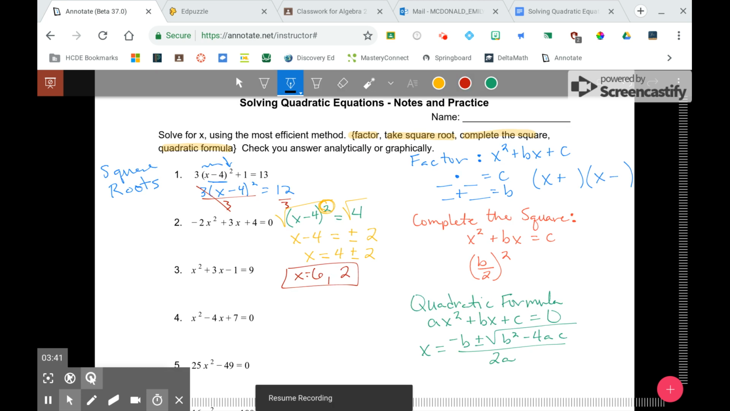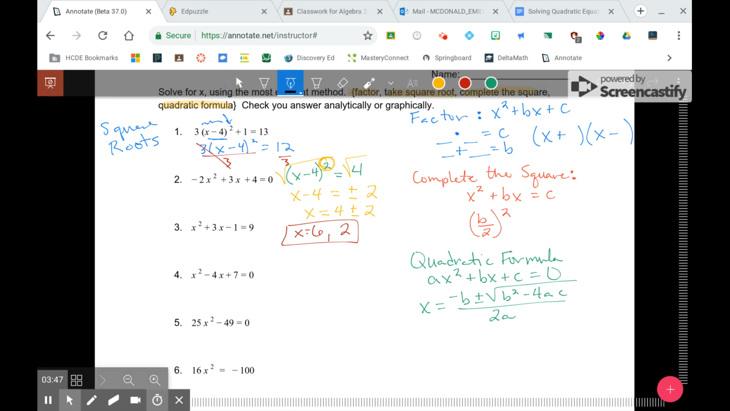Notice the next problem is in that ax squared plus bx plus c form. So it might be a little bit easier to solve this by just the quadratic formula. It's equal to 0, so all we need to do is identify the a, the b, and the c. So a is negative 2, b is 3, c is 4. Now what I want you to do is plug it in and solve.